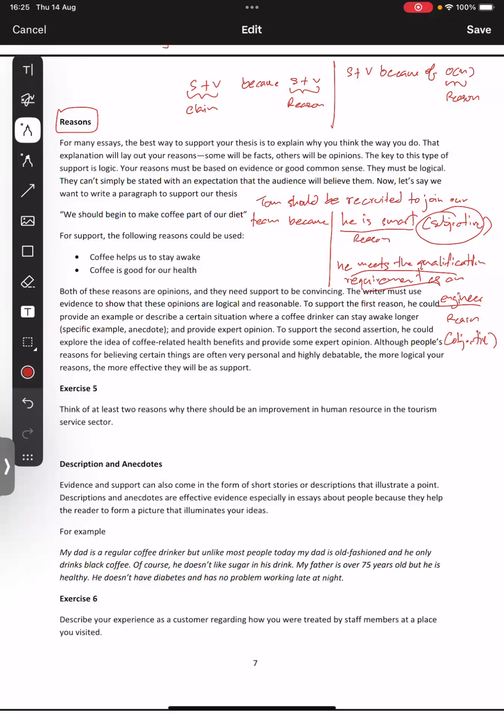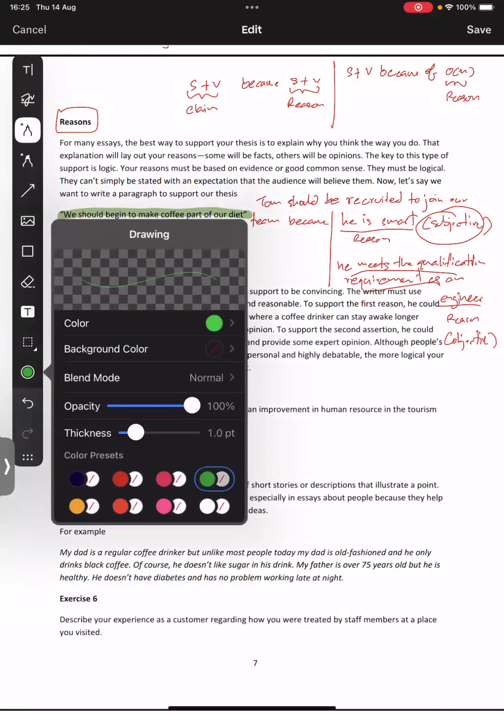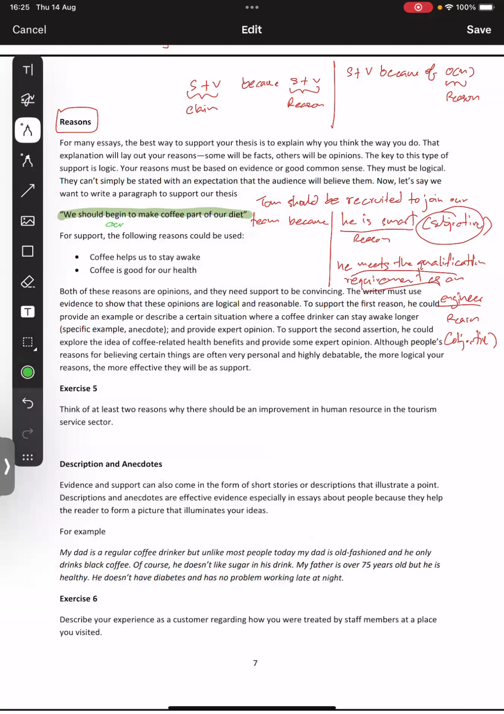Okay. Now let's have a look at our claim here. So now we have a claim about coffee consumption. This is going to be our claim. I want to write right here. This is our claim. From now on, this is our claim. And some of the support, I mean, reasons that we have here are: coffee helps us to stay awake, and coffee is good for our health.